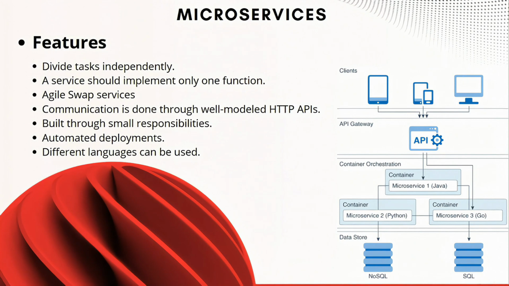And the features of microservices. Divide tasks independently. A service should implement only one function. Agile swap of services. Communication is done through well-modeled HTTP APIs, built with small responsibilities, automated deployments, and different languages can be used.